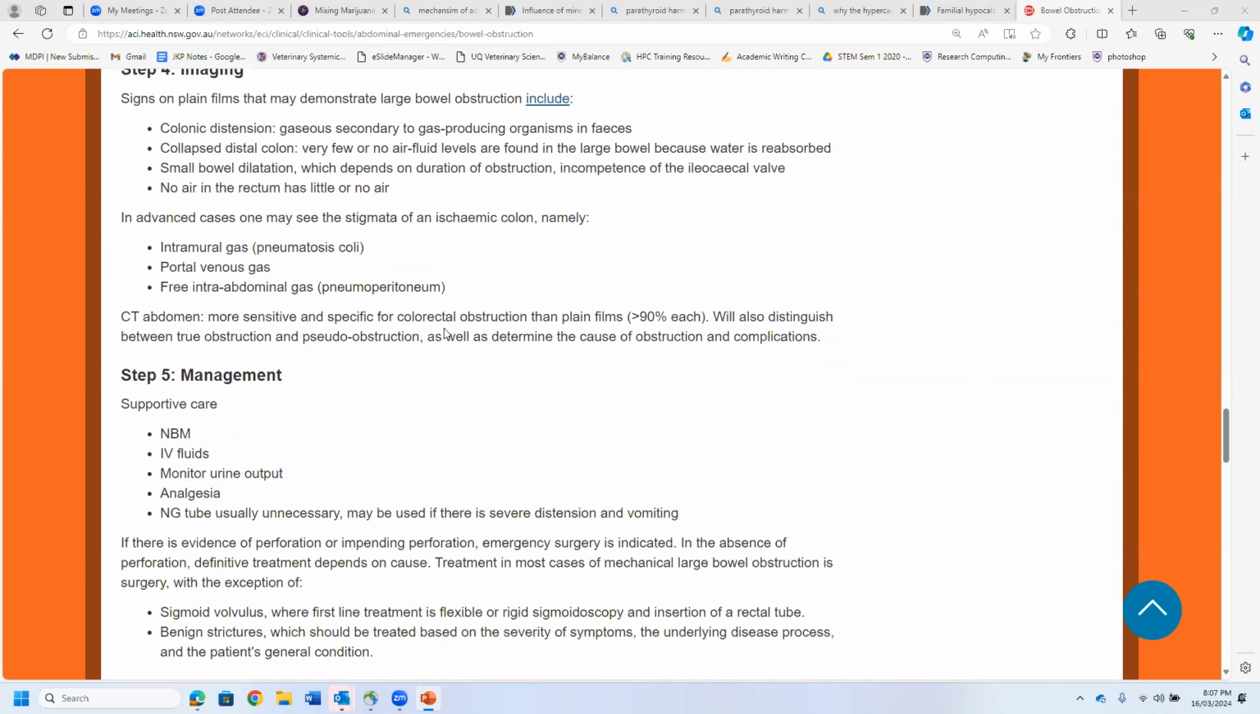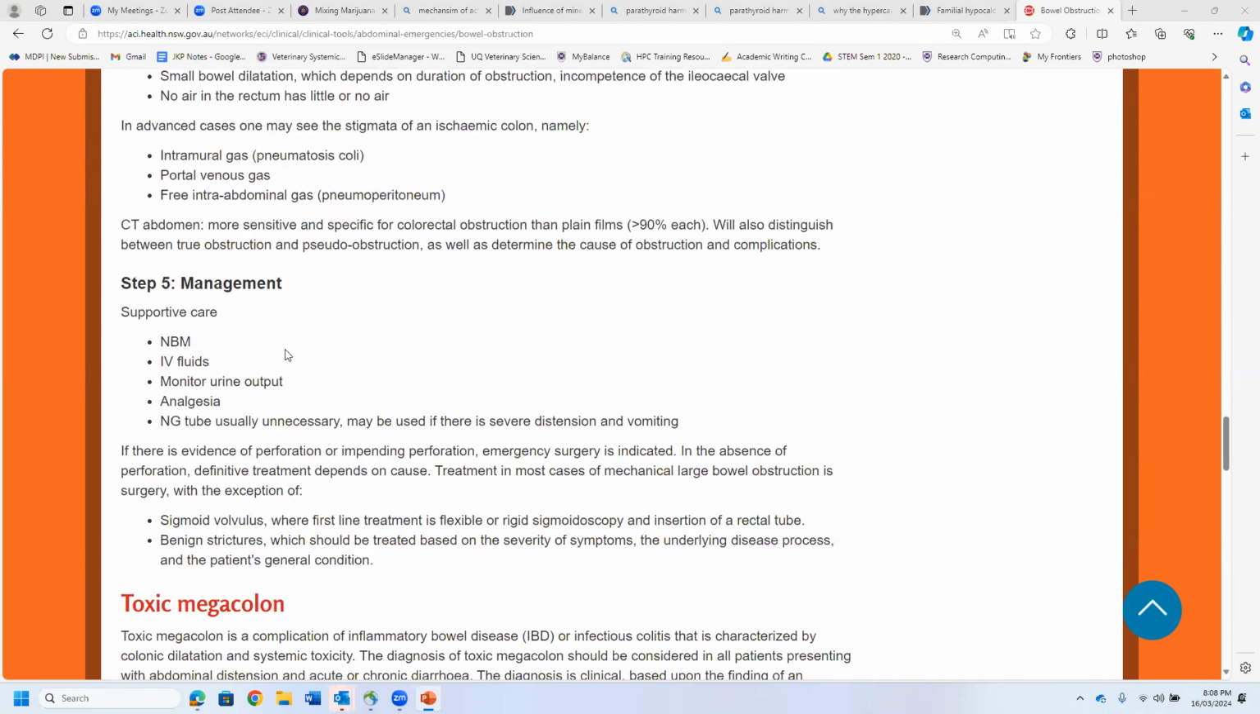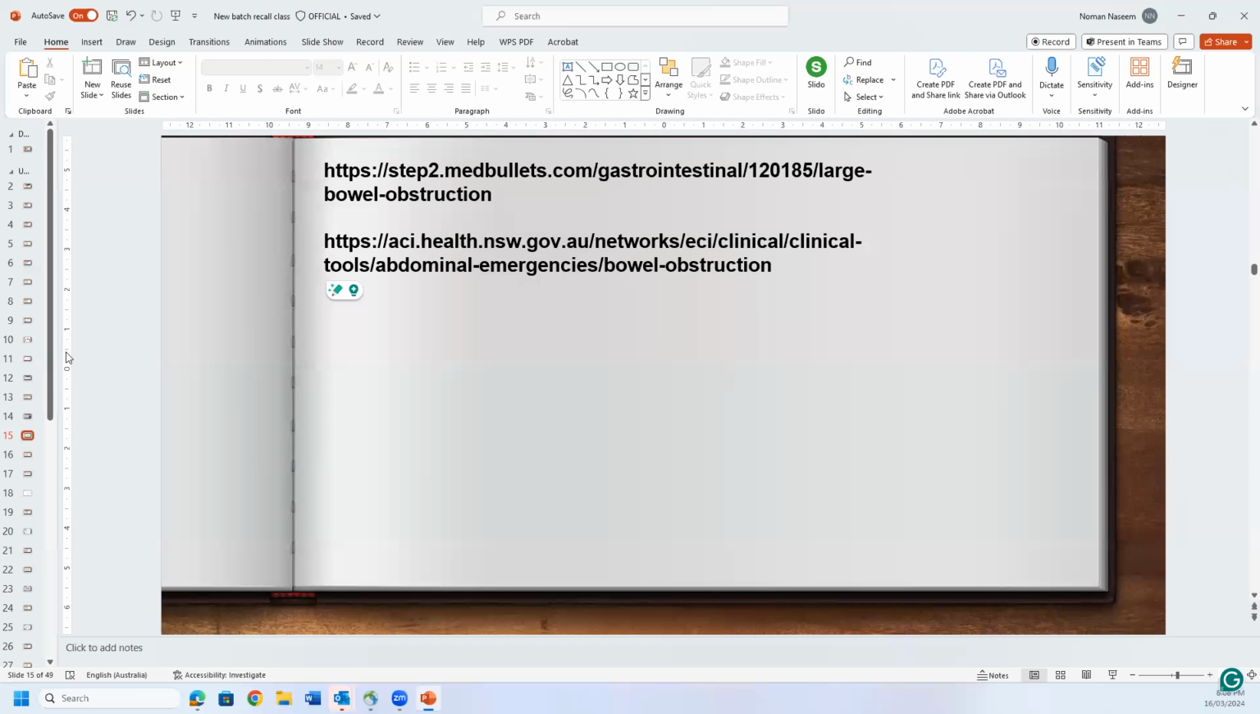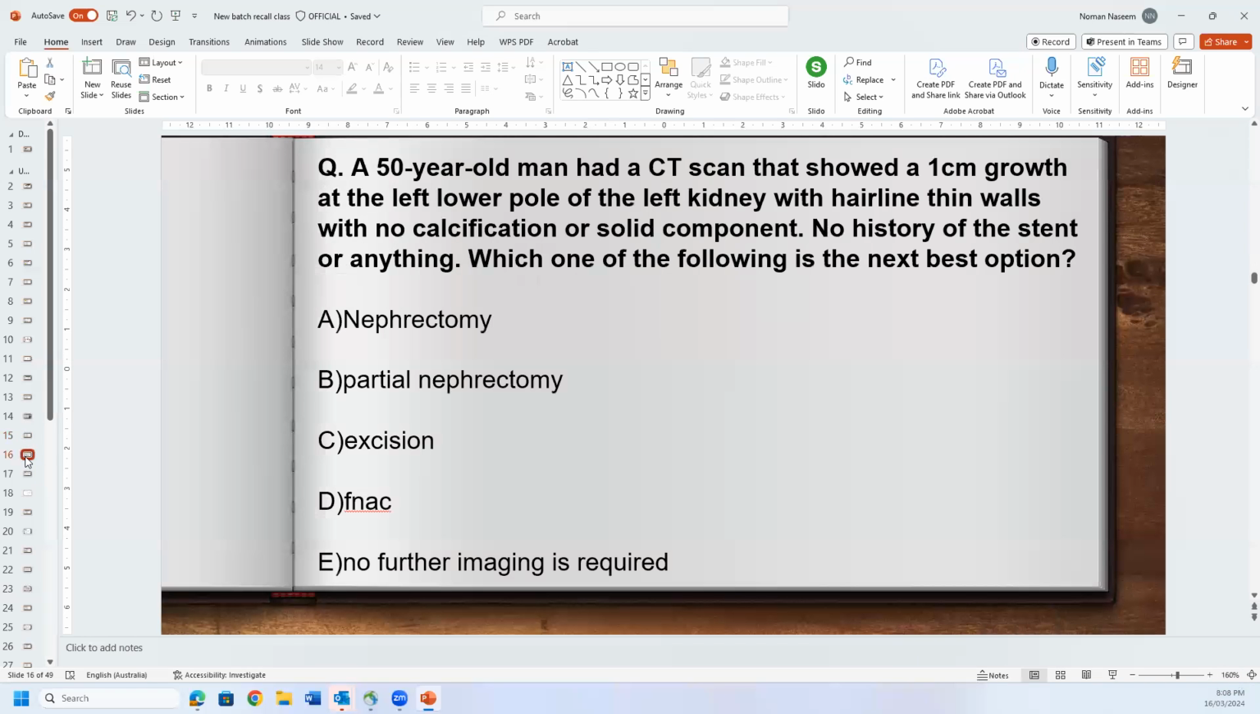It's very specific and sensitive for colonic obstruction. So supportive care is that you make patient nil by mouth, start IV fluids, monitor the fluid balance, give analgesia, put an NG tube in to decompress the GI system. And if there is an obstruction that requires surgery, we'll go towards the surgery. Clear, guys? Any questions?